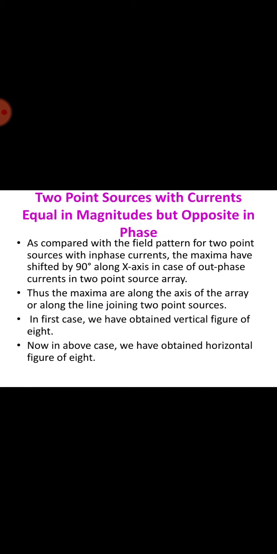That is, the maxima direction occurs at 0 and 180, and the minima occurs at plus 90 and minus 90, that is 90 and 270 degrees. So the difference between the two cases, the field pattern for 2-point sources with in-phase currents, is that the maxima have shifted by 90 degrees along the x-axis in the case of out-of-phase currents in a 2-point source array. Thus the maxima are along the axis of the array, or along the line joining the 2-point sources. So in the first case we obtained a vertical figure of 8, and in the above case we obtained a horizontal figure of 8.